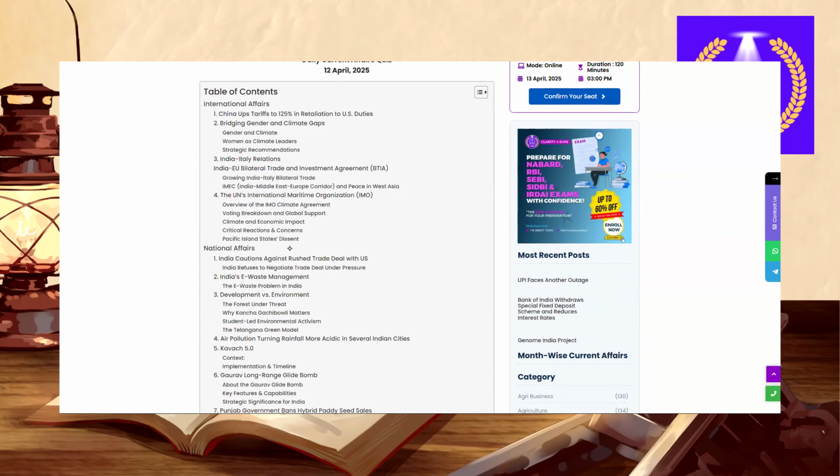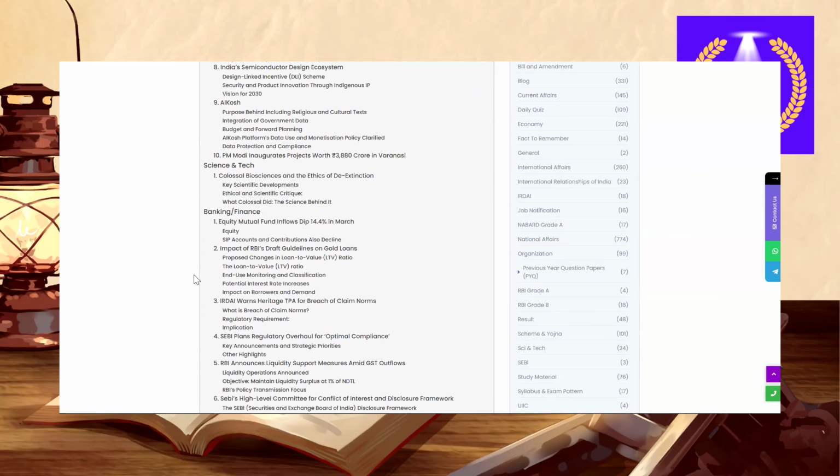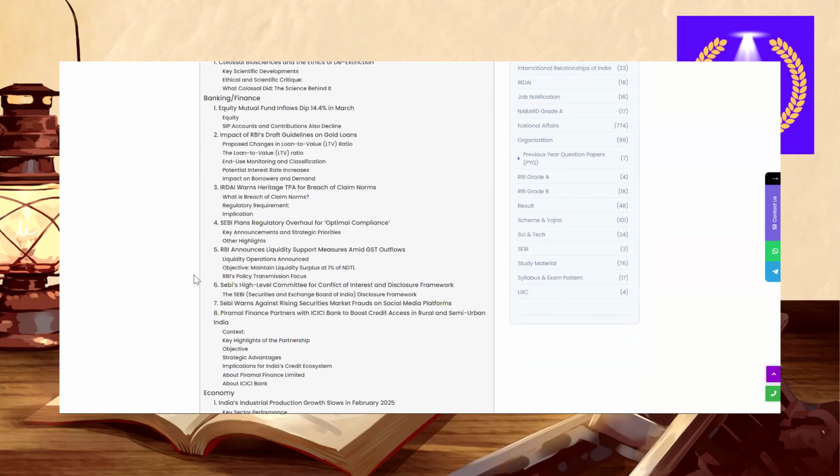For international affairs, you have a different column. Then you have national affairs. And the most important part, which is important for every aspirant, whether they are preparing for RBI, NABARD, SBI, any IBPS examination, LIC AAO, or any other banking-related examination, is banking and finance. This is the most important part.